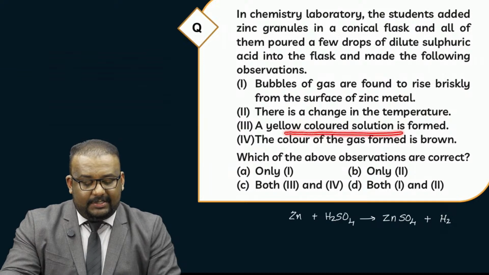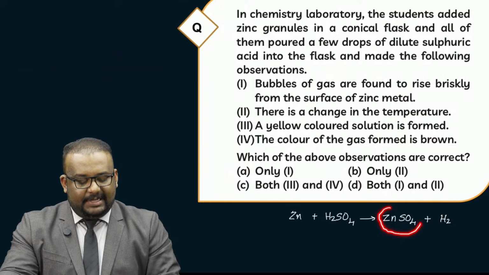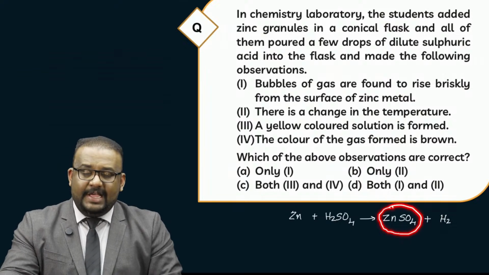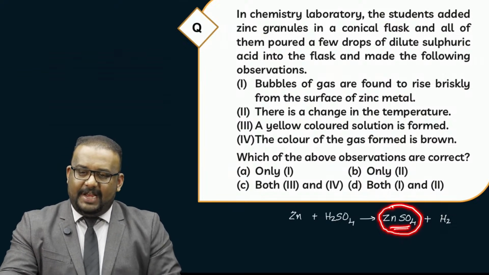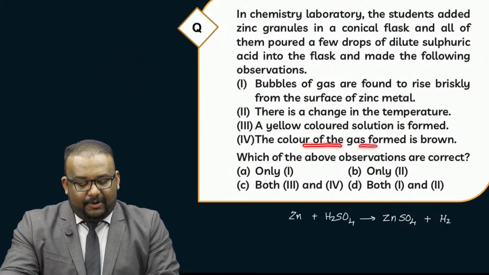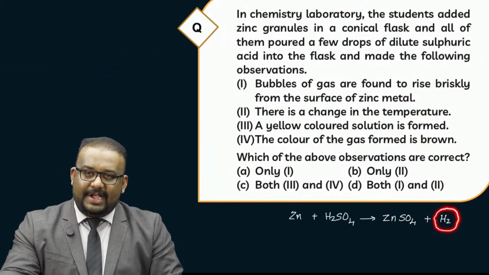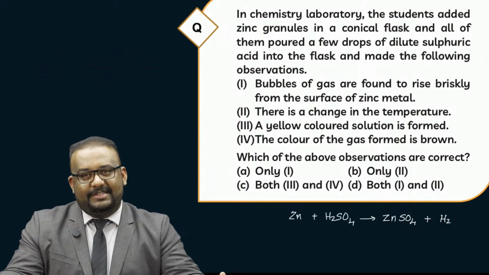A yellow colored solution is formed. Here the solution formed is zinc sulfate. Zinc sulfate aqueous solution is basically colorless. It doesn't have any characteristic color, right? Then the color of the gas formed is brown. You can see that the gas formed in this case is hydrogen gas. Hydrogen gas doesn't have any characteristic color.